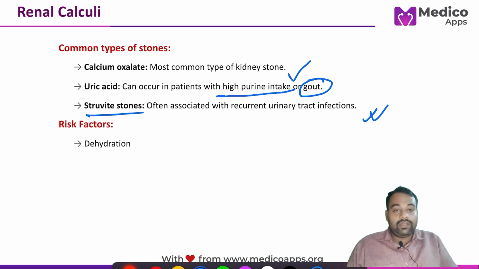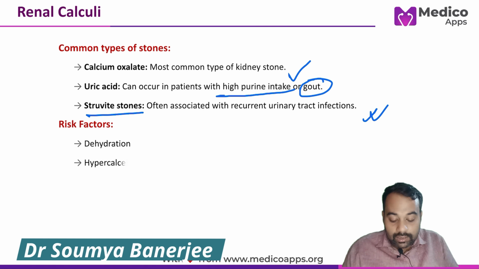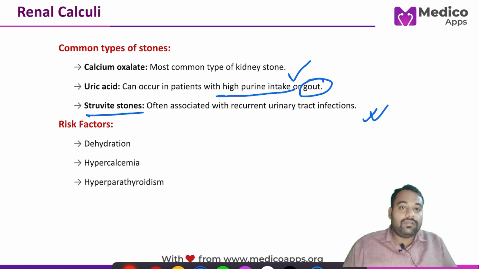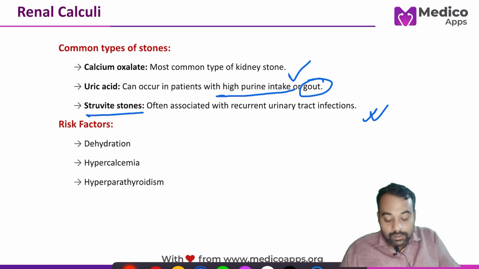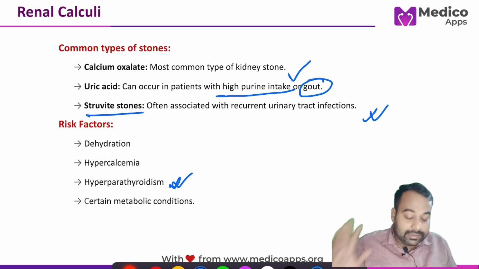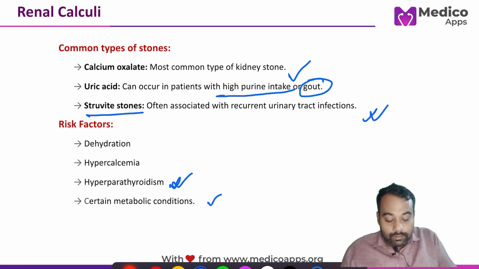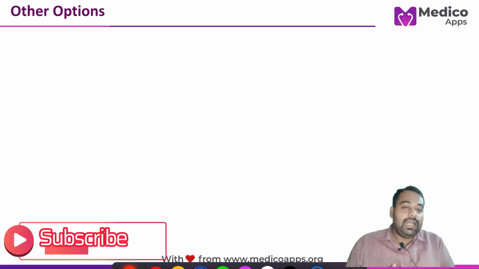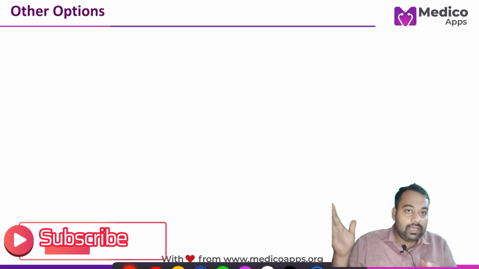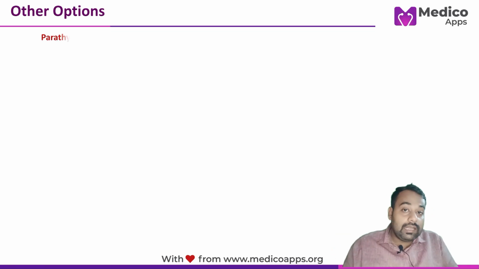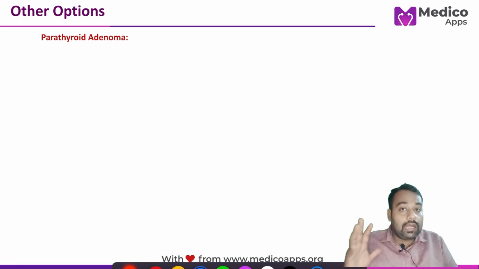Now what are the risk factors? Obviously dehydration, hypercalcemia and any causes of hypercalcemia, and among them hyperparathyroidism also falls under that scenario, and certain metabolic conditions as well. Okay, so as you can easily understand, the clinical scenario given in this question is suggesting renal calculi. Now let's check the other options.